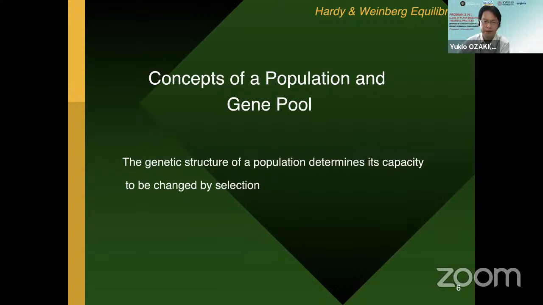Some breeding methods focus on individual plant improvement, whereas others focus on improving plant populations. Plant populations have certain dynamics which impact their genetic structure. The genetic structure of a population determines its capacity to be changed by selection, for example, improved by plant breeding. Understanding population structure is key to deciding the plant breeding options and selection strategies to use in a breeding program.